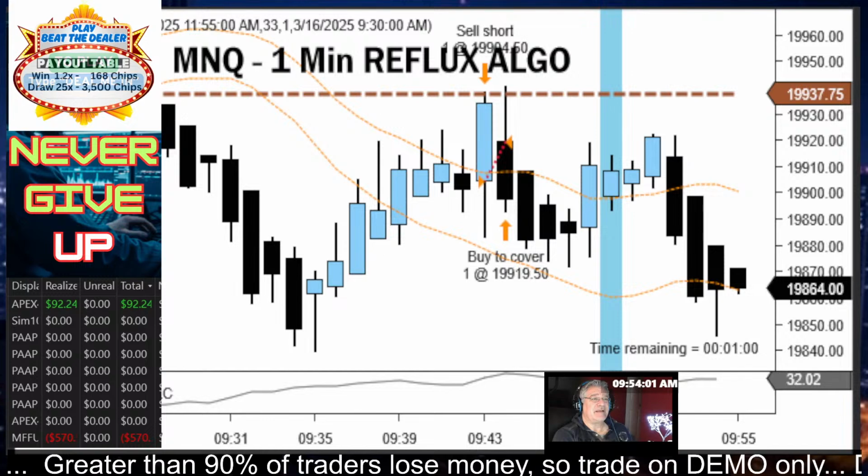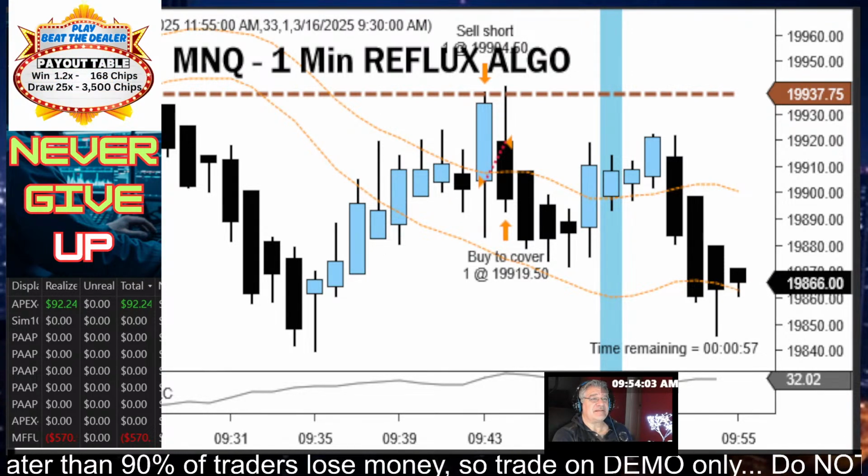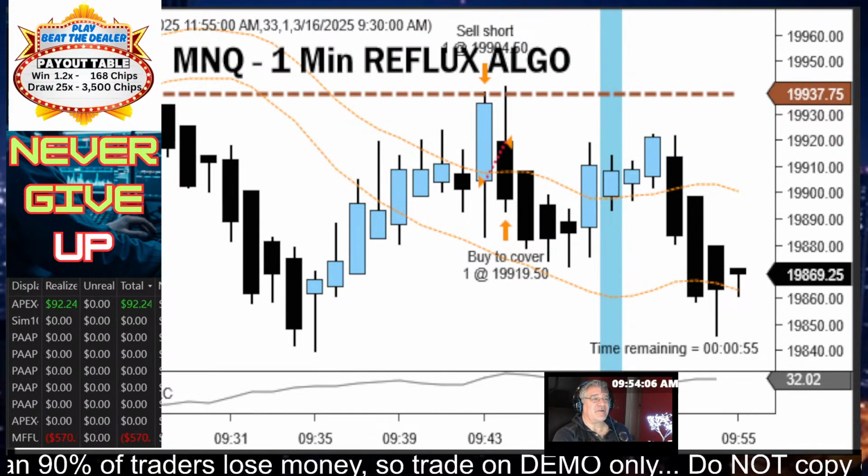Is this going to be a bounce area? A little bit of front running at this range here.